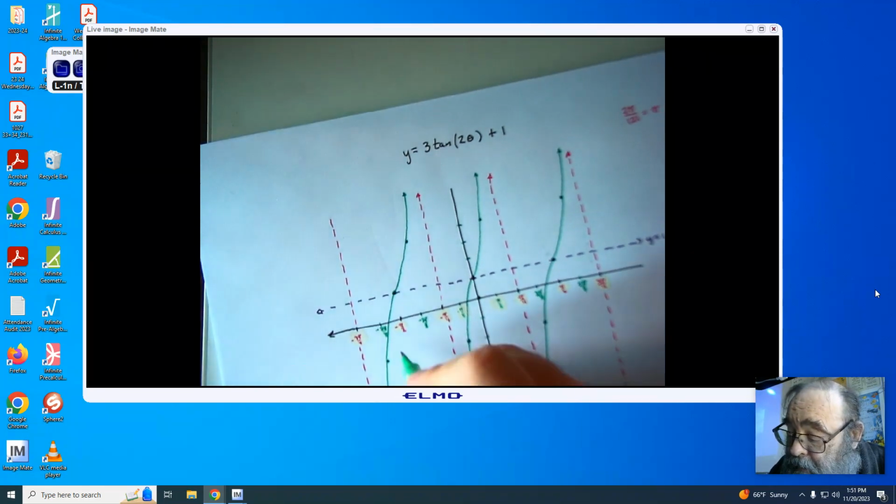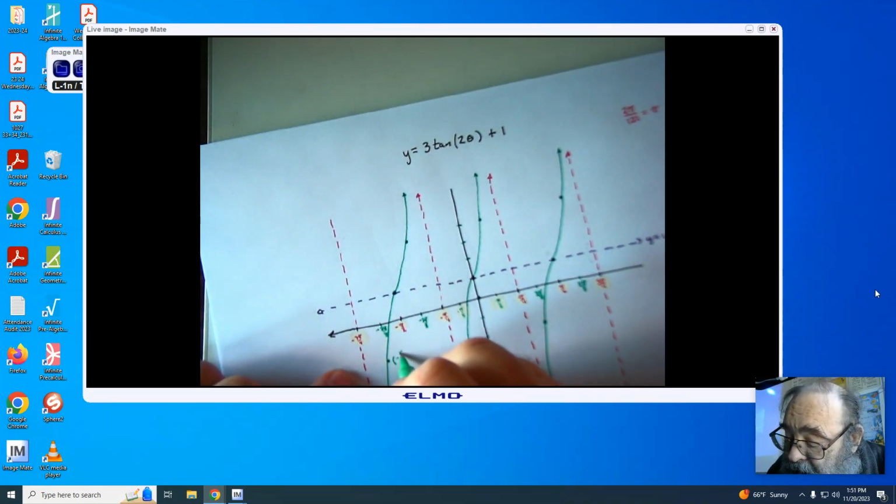We're now going to plot our points. Negative 5 pi over 8, comma, and you'll notice I'm at negative 2 now.